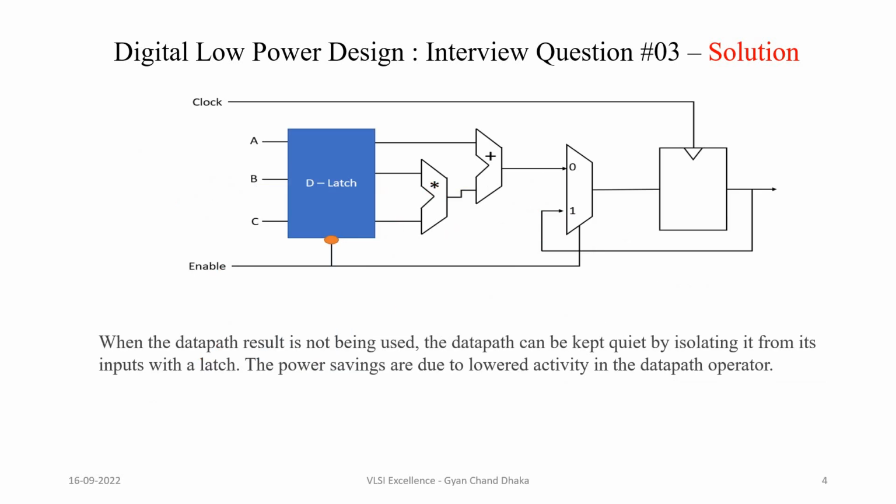So here is the summary of whatever we have discussed so far. Whenever the data path result is not being used, that means whenever the output of the adder is not used, the data can be kept quiet by isolating it from its input with a latch. So basically we are isolating the input data whenever the result of the adder is not used. The power savings are due to the lowered activity in the data path operator.